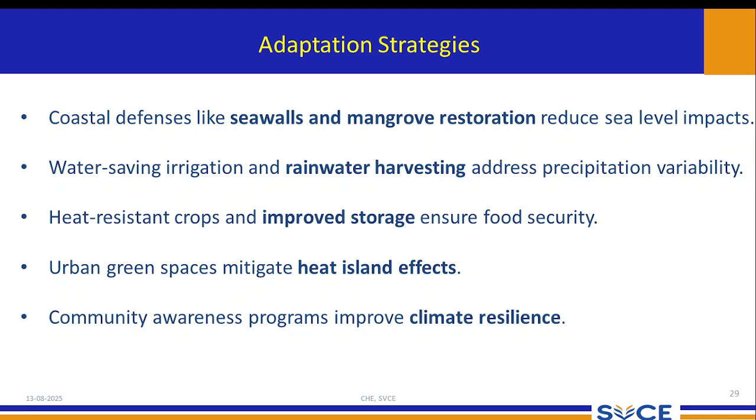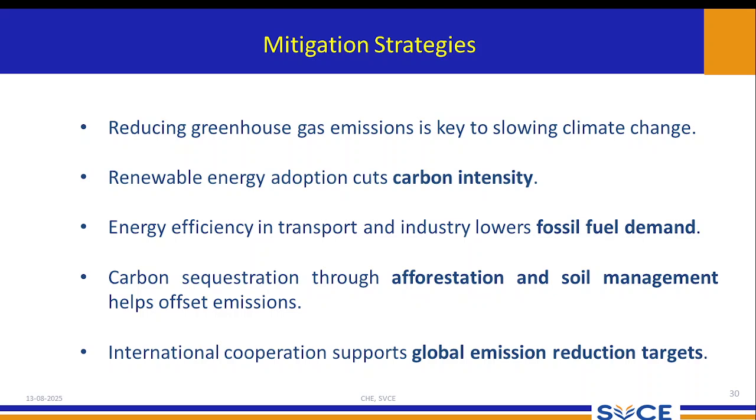Water saving irrigation and rainwater harvesting address precipitation variability, heat resistant crops and improved storage ensure food security, urban green spaces mitigate heat island effects, and community awareness programs improve climate resilience. So these are the adaptation strategies. Now the mitigation strategies, that means trying to reduce the things.